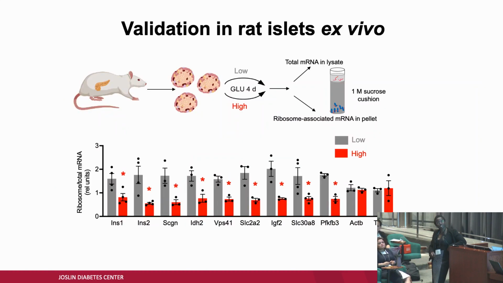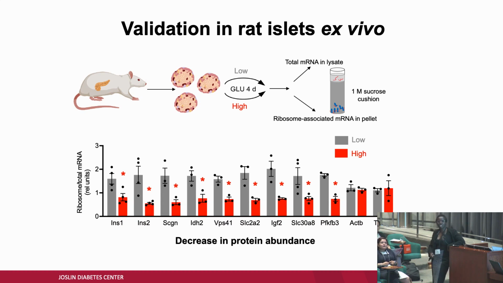So the first is doing this ex vivo. I did my discovery using a cell line, but I wanted to go back and extract islets from rats because they're bigger and have more sample compared to mice. And then incubate that for 4 days in high or low glucose, and then perform validation by looking at ribosome-associated mRNA versus total mRNA. And as you can see, all the genes that I selected to validate indeed decrease in translation efficiency by high glucose, compared to some controls that I picked here.